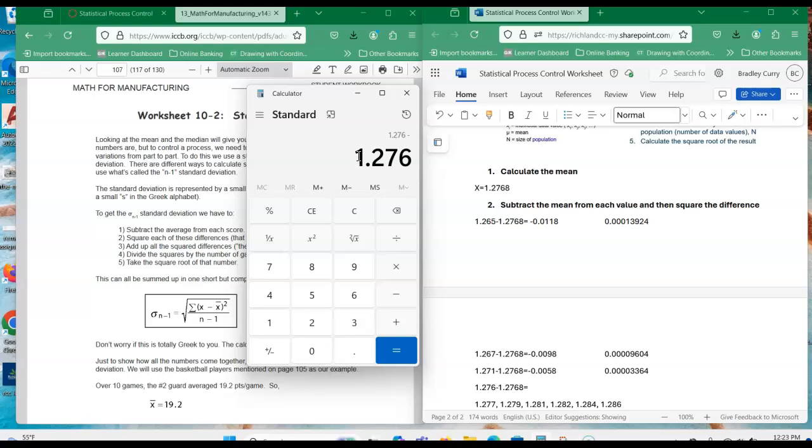So 1.276 minus 1.2768 equals, so here we're at negative 0.008. Let's square that. We end up with 0.00000064 here with that number.